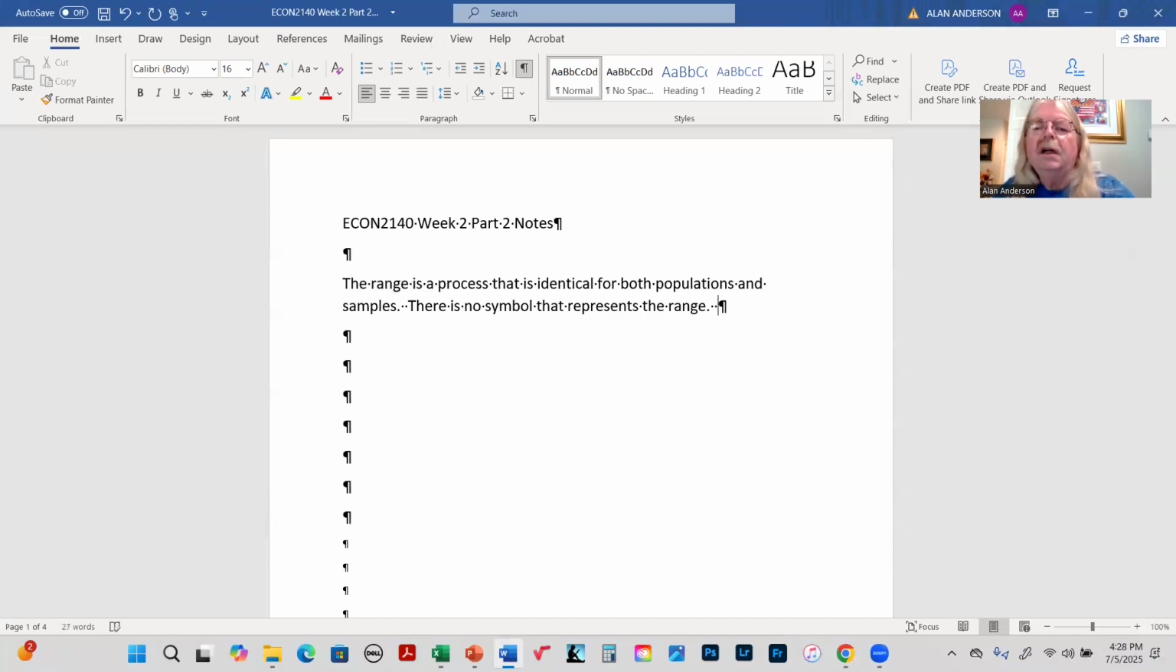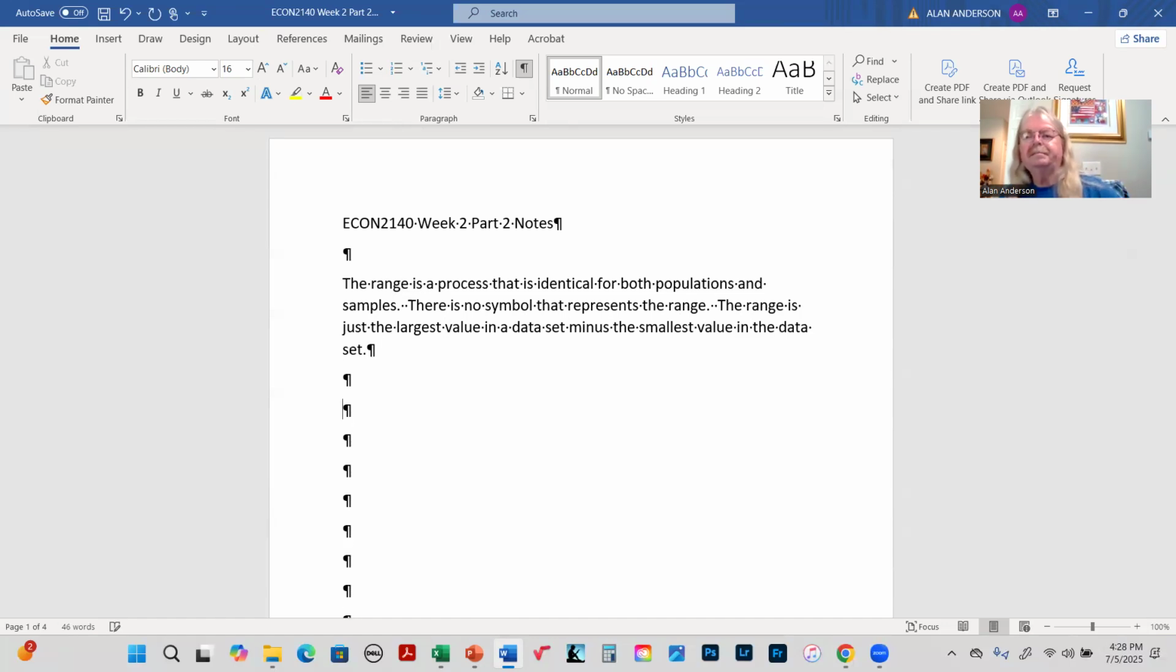And as I said before, the range is very simply the largest value in a data set minus the smallest value in the data set.